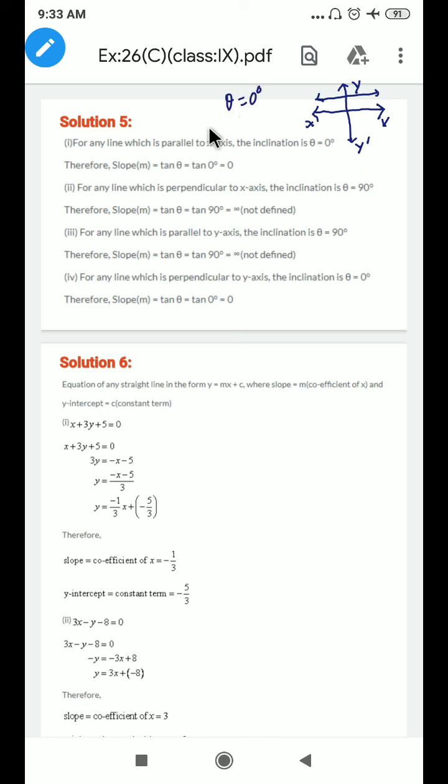So how to find the slope? Slope is equal to tan theta. That means tan 0 degrees. So you know that tan 0 degrees is equal to 0. Now go to the next one.